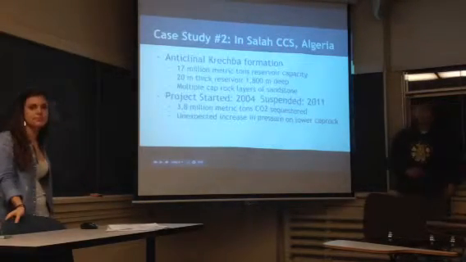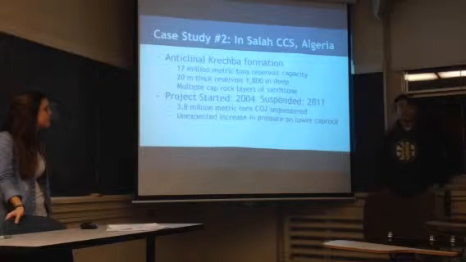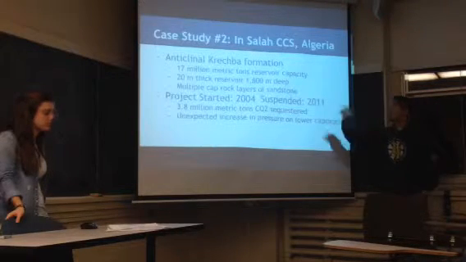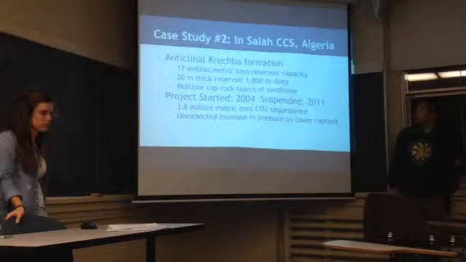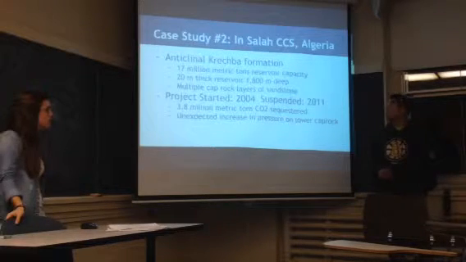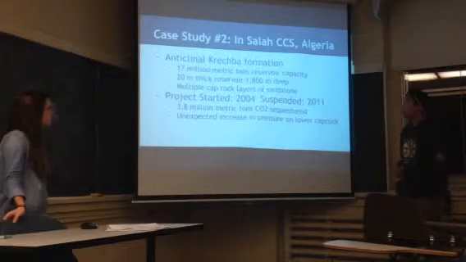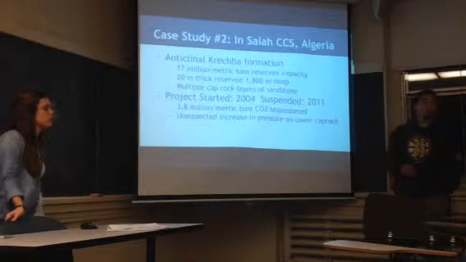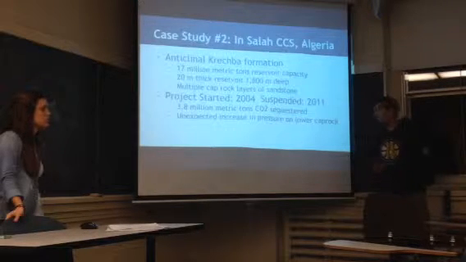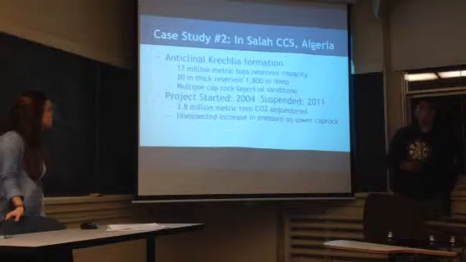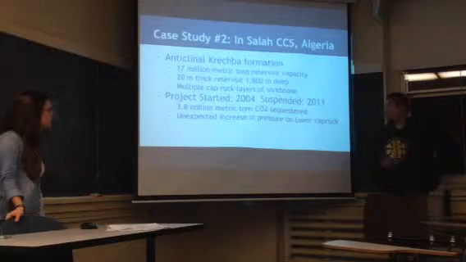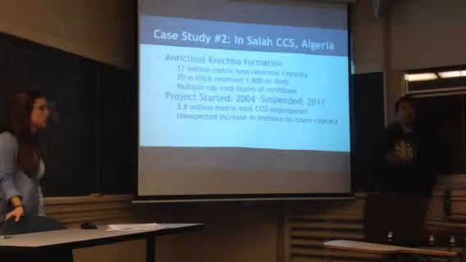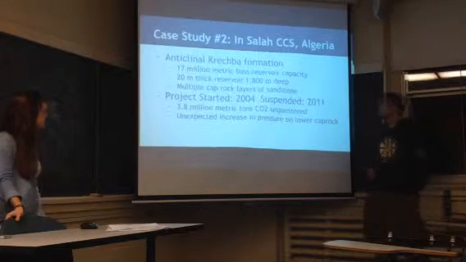So the second case study is the Insula CCS project located in Algeria. And so this project was on the anticlinal Kretschmer Formation, which has a capacity of 17 million metric tons in its reservoir. And the reservoir is 20 meters thick and about 1,800 meters deep below the surface. Also, there are multiple cap rock layers in the Kretschmer Formation that consist of sandstone and mudstone that keep the CO2 from migrating upwards towards the surface.